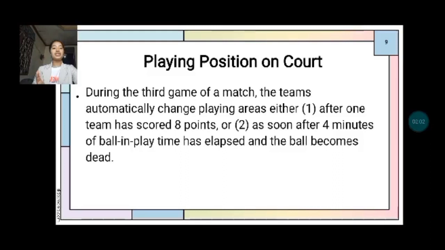During the third game of a match, the teams automatically change playing areas, either after one team has scored 8 points, and so on, or after 4 minutes of the ball in play has elapsed and the ball becomes dead. So here, it seems to be a decision that is called.